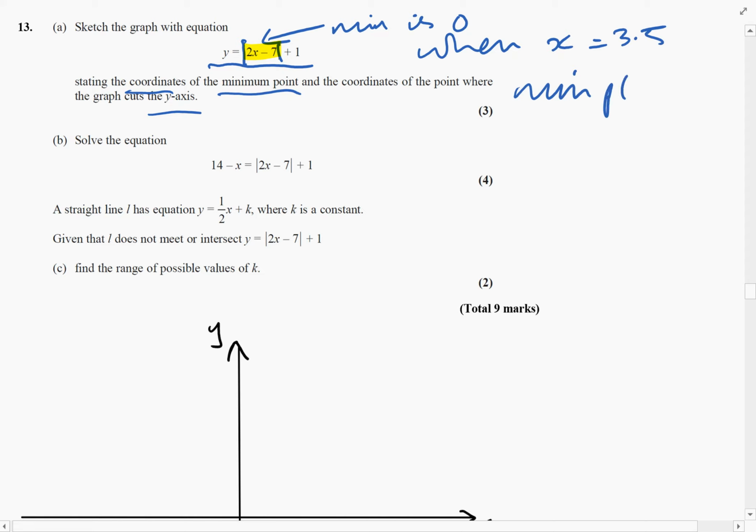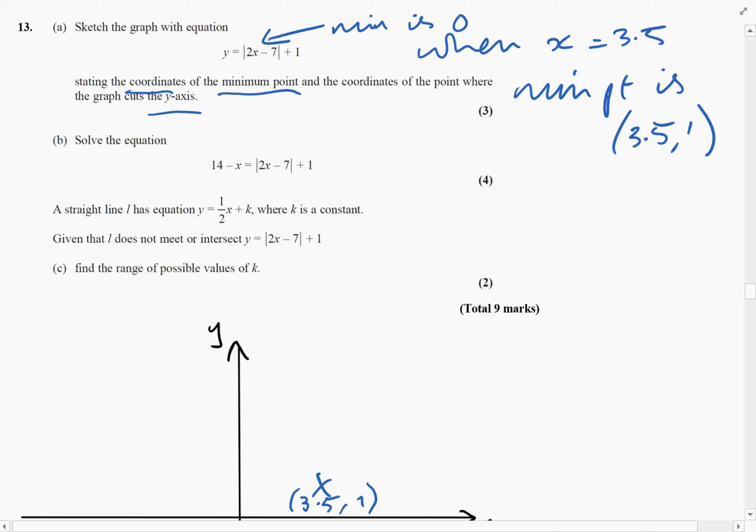So the minimum point is 3.5. Oh, sorry, the minimum is 0, but that means the minimum y value is going to be 0 from here plus 1. So the minimum y value will be 1. Okay, so if we look at our graph, if we plot that point down here, that would be our minimum point, (3.5, 1). And now we need to find the y-intercept.